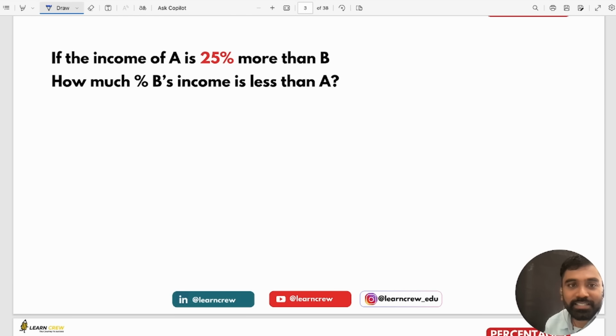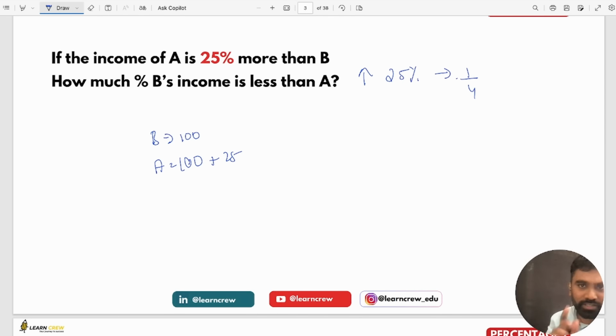Okay. First, they are telling A's income is 25% more than B. So what is 25% in terms of fraction? 1 by 4. Now, this is percentage increase. A's income is 25% more than B. What is the meaning of more than B? Sir, it means if B is getting 100 rupees, A will get 100 plus 25 rupees, sir, extra. It becomes 125. This is the meaning, sir, of percentage more. Absolutely right. Sir, this is 100% plus 25%, that is nothing but 125%, sir.